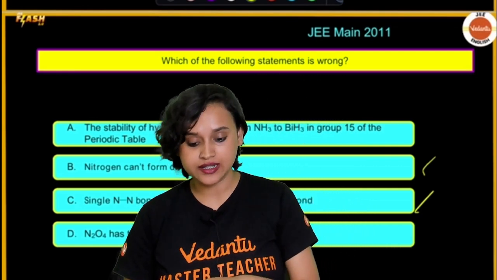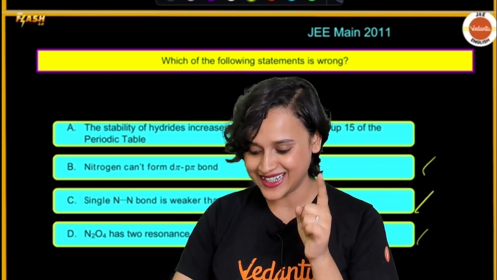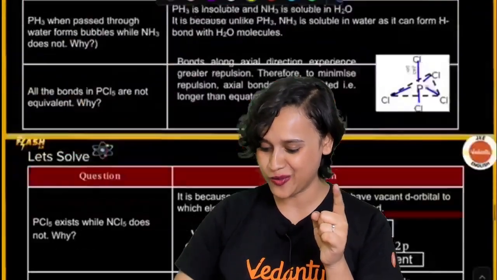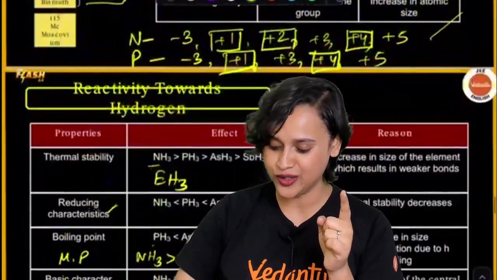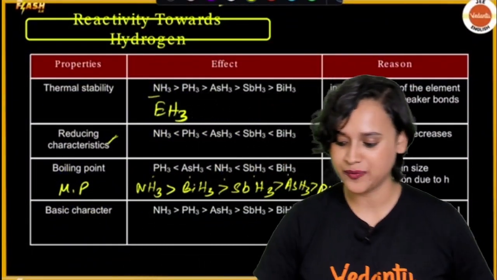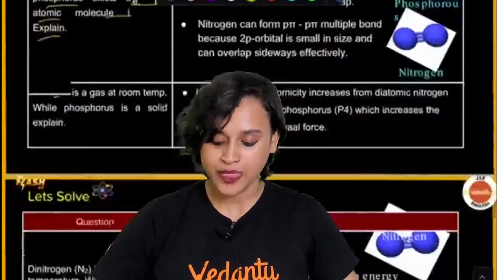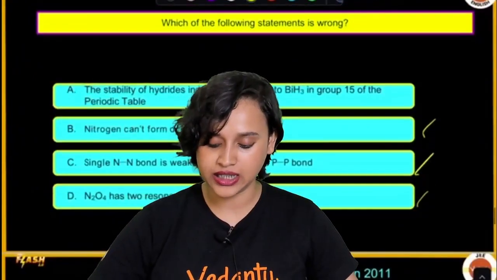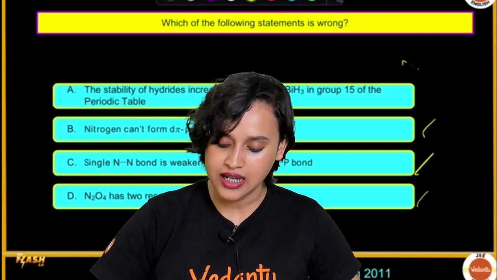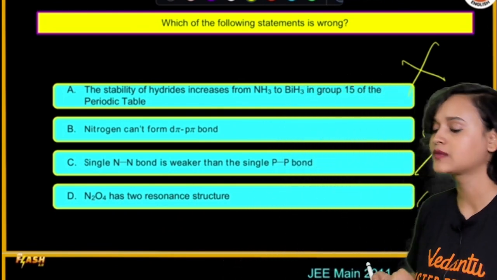N2O4 has two resonance structures. This is also true, actually, yes. But the stability of hydrides increases from NH3 to BiH3. No, but just have a look. Yes, I just told you that it is true only because I wanted to confuse you. Have a look. No, NH3 has the highest stability, guys. BiH3 is in fact less. So it decreases. So this is our correct answer. This is the one that is wrong. Option A is the correct answer.